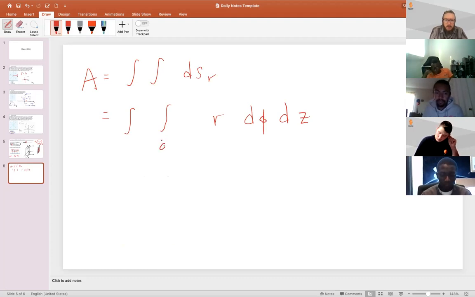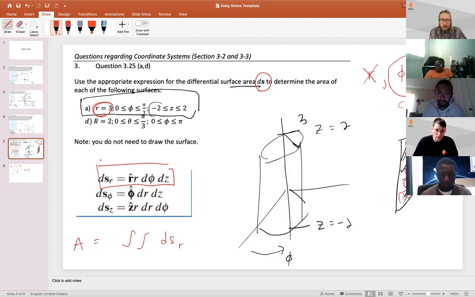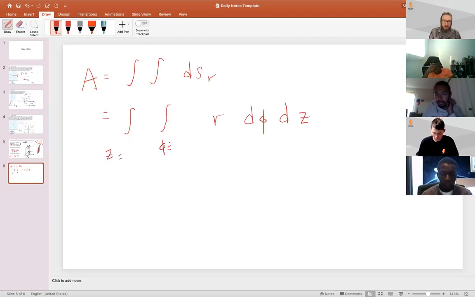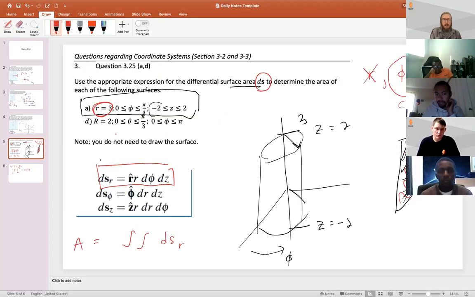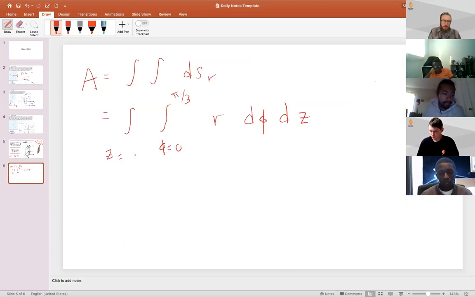Okay. So for the limits, what should we integrate over for phi? 0 to pi. Yeah, so we should go from 0 to pi thirds for this one. And then what about for z? -2 to 2. Yep, so we'll go from -2 to 2 here. All right, so this is the setup for the integral that you should solve.